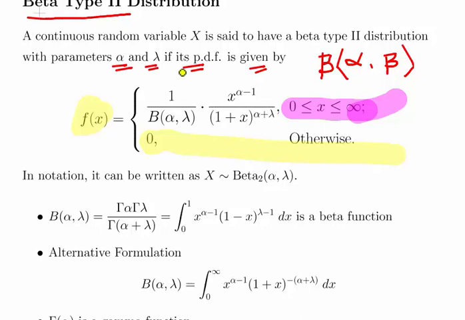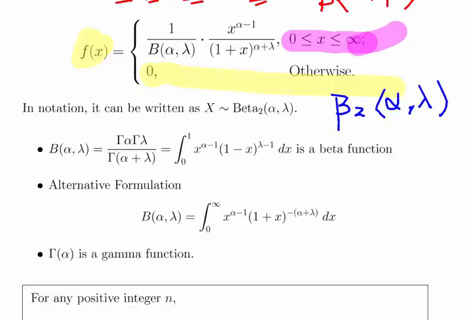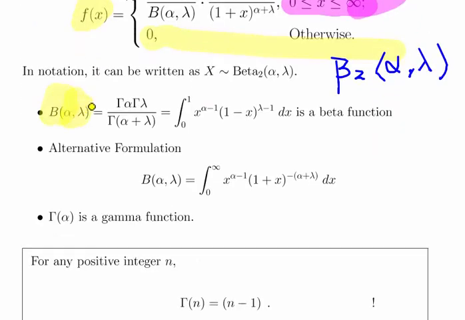So in notation it can be written as x is distributed as beta 2 with parameters alpha and lambda here. Again, usually I would write it as beta. Now, the beta function is a key thing here, and first of all, it is a multiple of component gamma functions: the gamma function of alpha times the gamma function of lambda divided by the gamma function of alpha plus lambda, and that itself is an integral from 0 to 1 of x to the power of alpha minus 1 times 1 minus x to the power of lambda minus 1. Okay, that is the beta function.